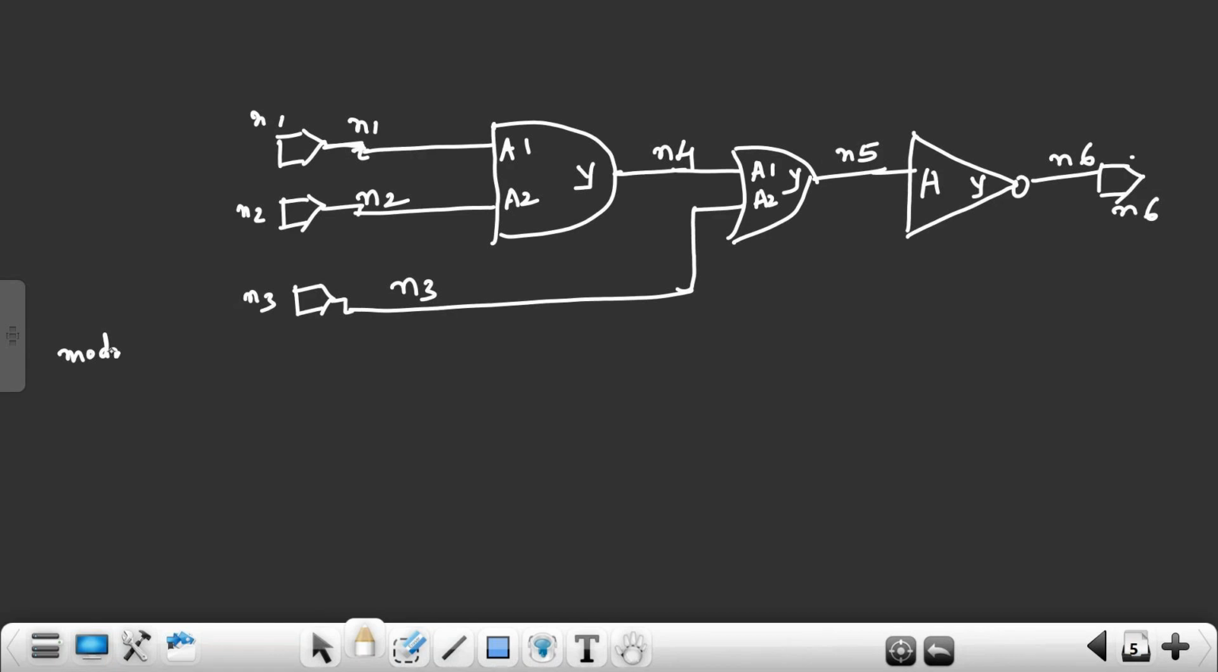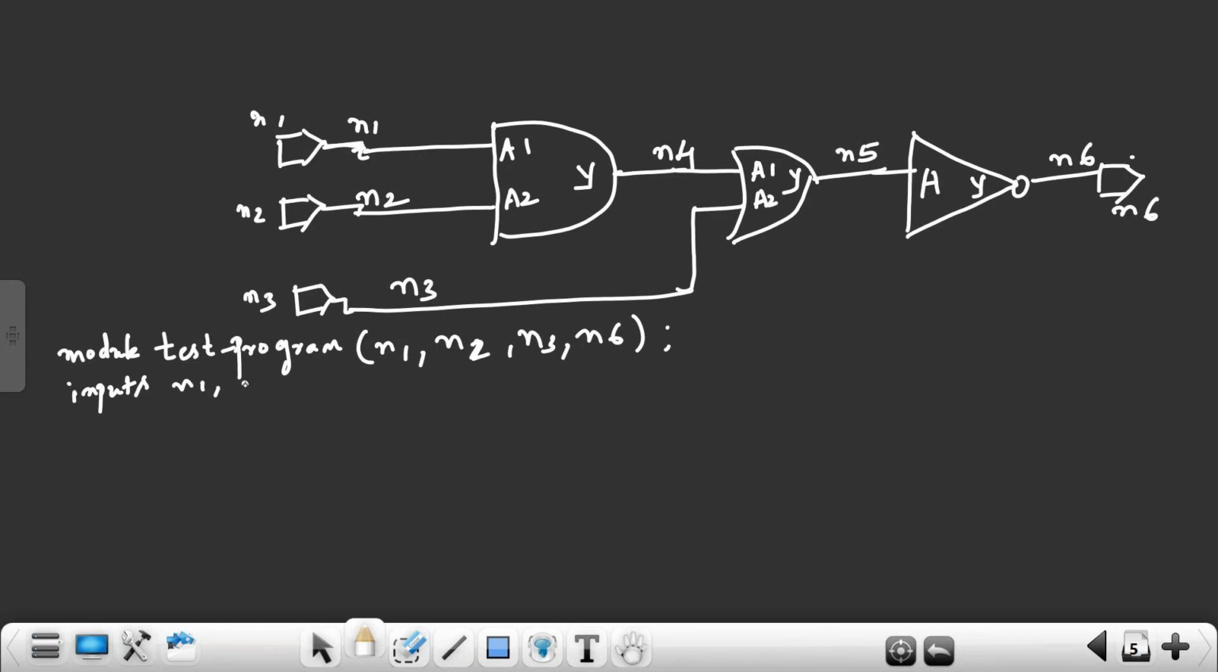So first, what module? Module name, right? So I'll give the module name as some test program. That is a module name. What are the inputs? N1, N2, N3. Output is what? N6. So I can declare, right? What are inputs? N1, N2, N3. What is output? N6 is output.